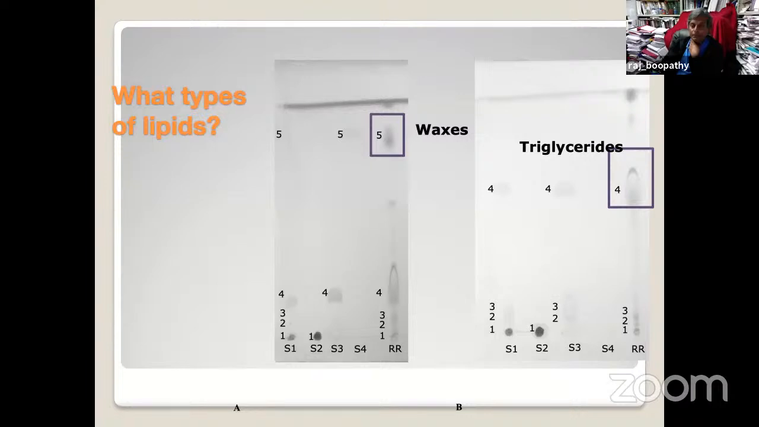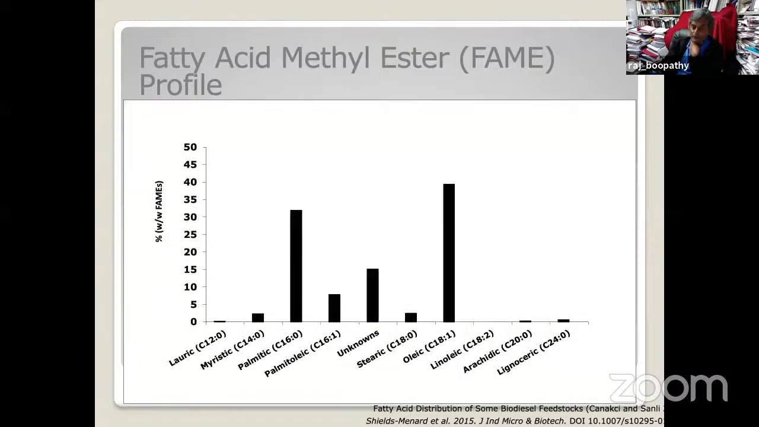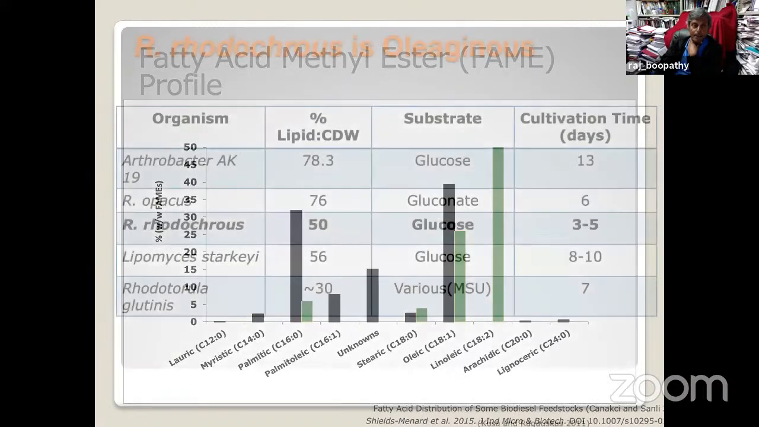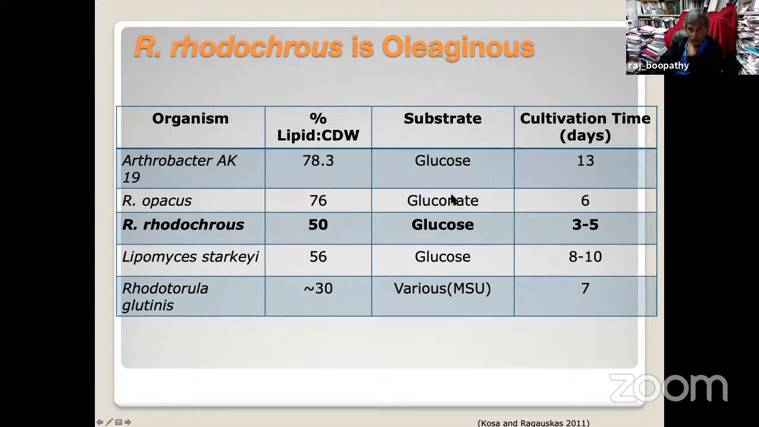And then we looked at what type of fat is in these lipids. We processed the lipids and found they are equivalent to biodiesel. Most of them are C16, C18 methyl esters, and it's equivalent to biodiesel in property, okay? Compared with glucose used by other organisms, the organism we are using is comparable, and in 3 to 5 days you make this oil in your reactor. This is glucose compared to what is in the literature using other organisms. So it's a comparatively good organism to use.